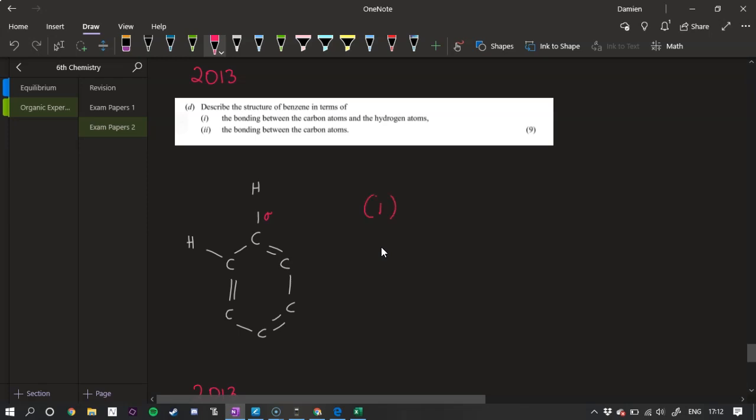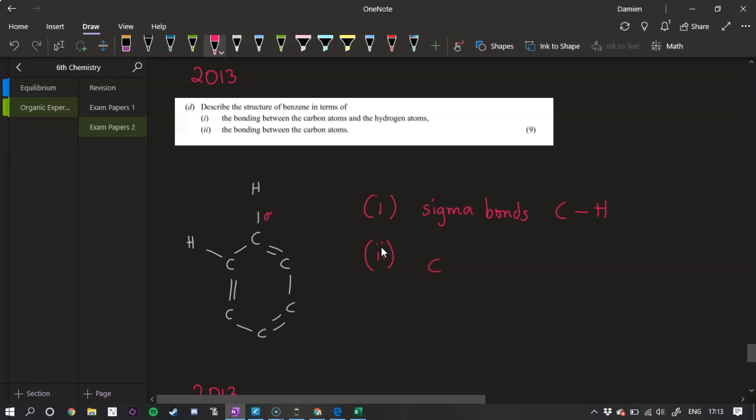So part 1, what type of bonding? It's simple, you just say sigma bonds. So sigma bonds, and that is between carbon and hydrogen. Then part 2, it asks you the bonding between the carbon atoms.